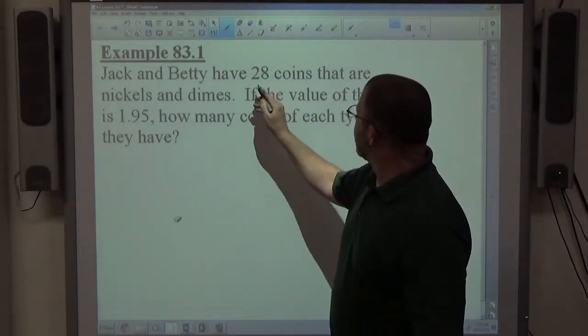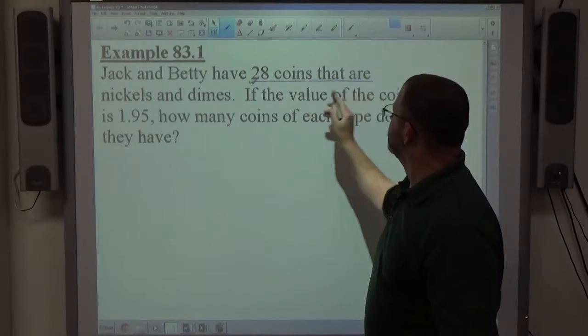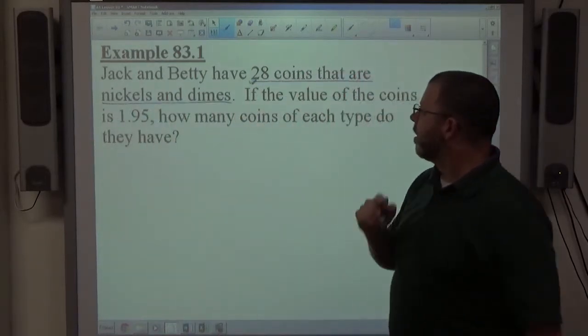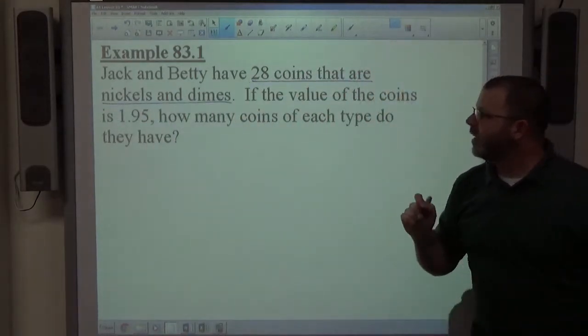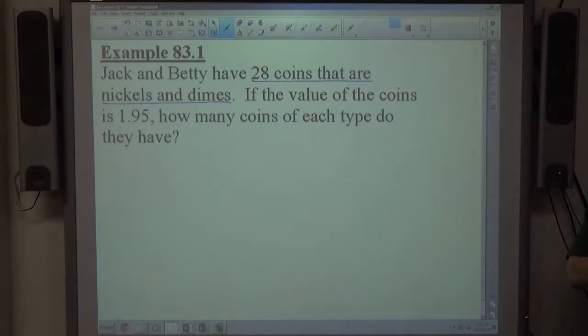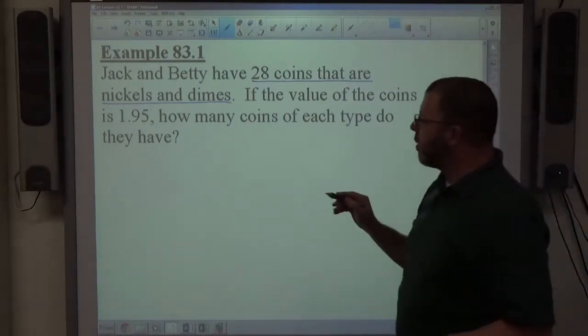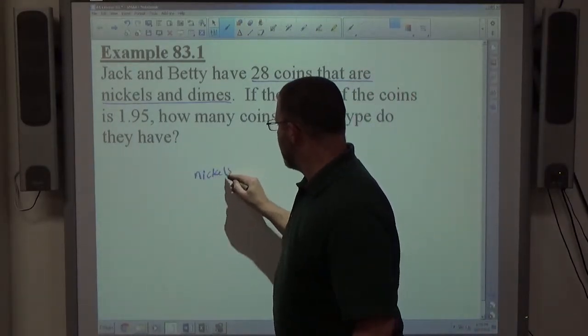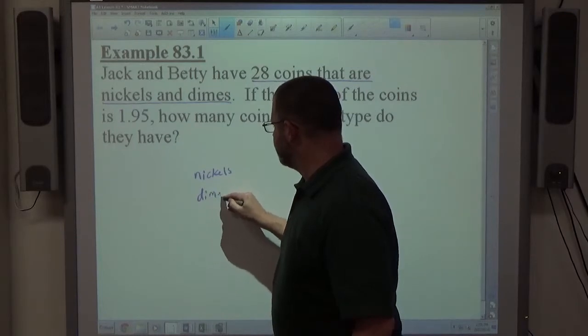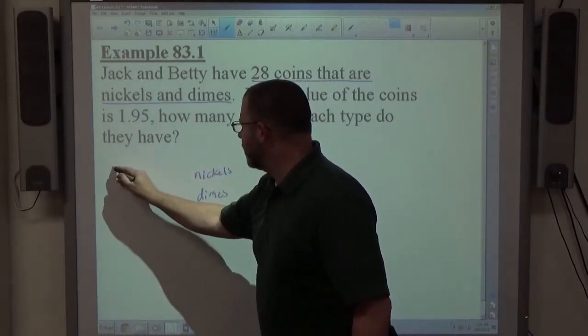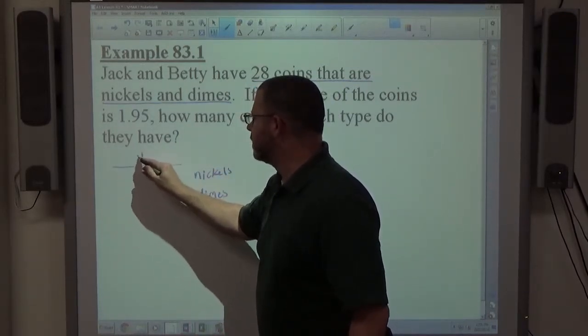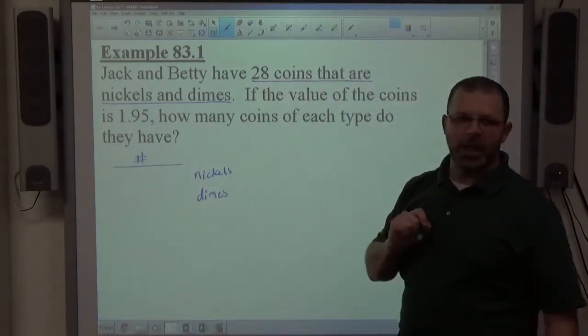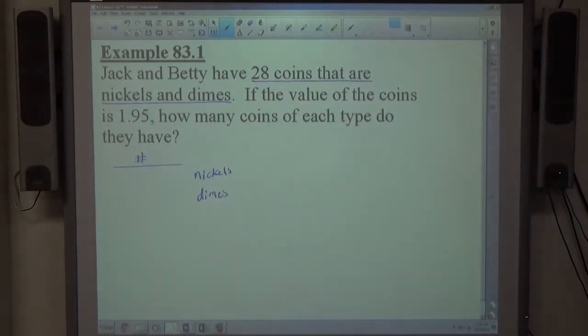Jack and Betty have 28 coins that are nickels and dimes. Alright, what they're telling us there is not only how many coins there are, but what type of coins they are. Nickels and dimes, that's important. So, what I want to do here is I'm going to put nickels and dimes as my unknowns. And over here, I'm going to put number, because that's what that's telling me. How many coins are there?